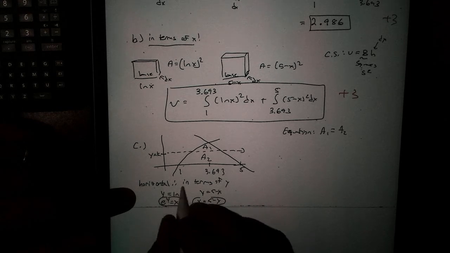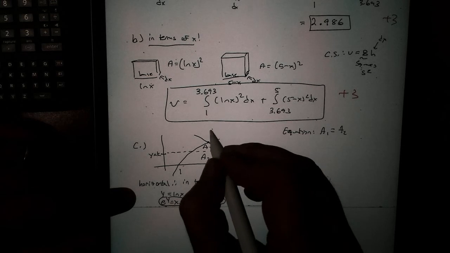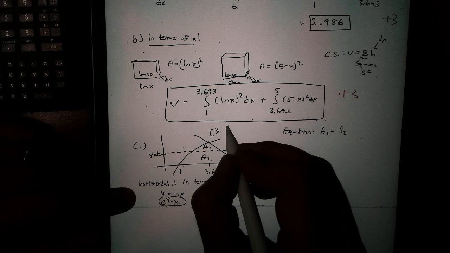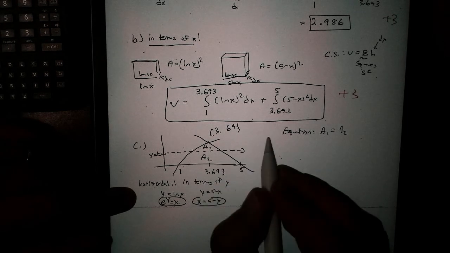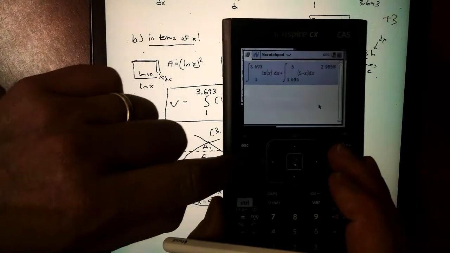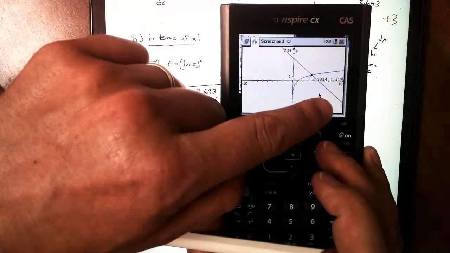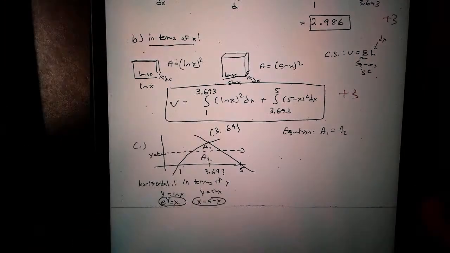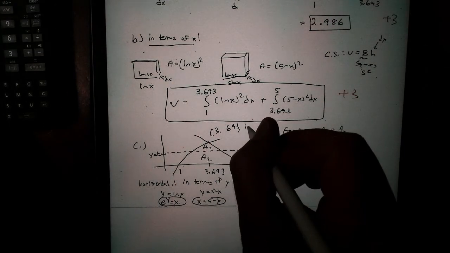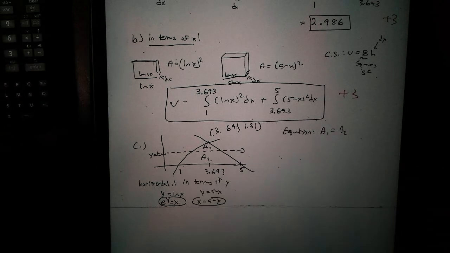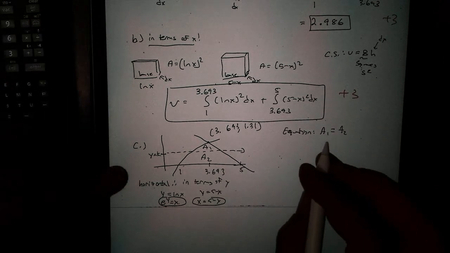Now we also need to find the point. Well, we know that this is x equals 3.693. What's the y value? So I got to go back over here, go back to my graph, and take a look at there, and it's 1.31. So the y value here is 1.31. You can look at that from your graph. All right.